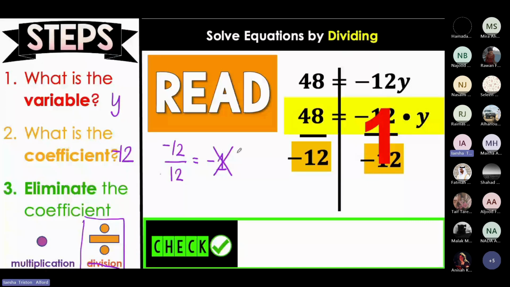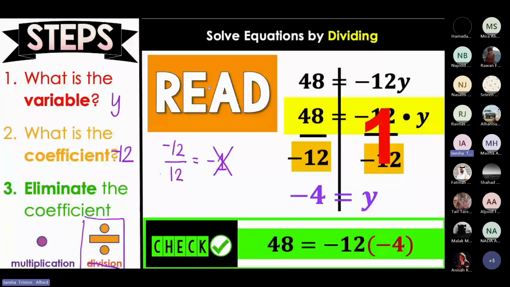Somebody wanted to ask me a question? Okay. The y, you keep it down. Positive 48 divided by negative 12 is negative 4. You got negative 4. When you check, do not write y, put parentheses, and inside put negative 4.